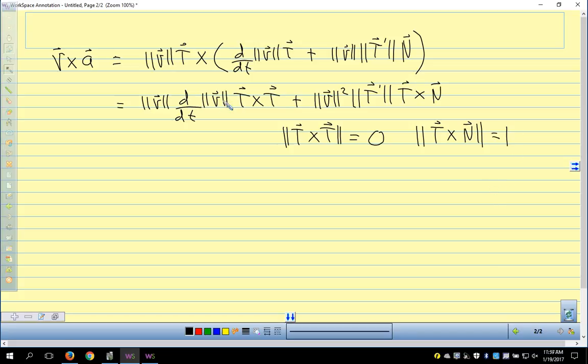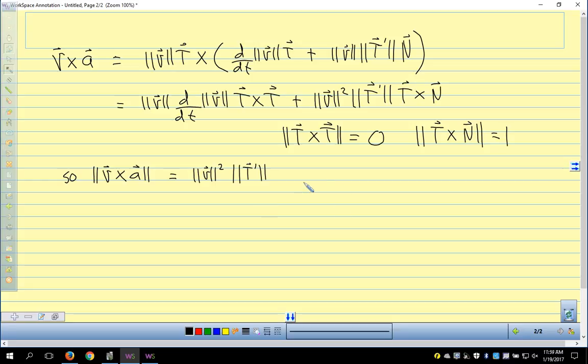So this time we get this first term dropping out, and we're left with the second term. So v cross a, and I'm going to do the magnitude of v cross a. We have magnitudes, so they're already scalars. So this first term goes away. We get the magnitude of v squared, magnitude of t prime, and that's our expression for the magnitude of v cross a.